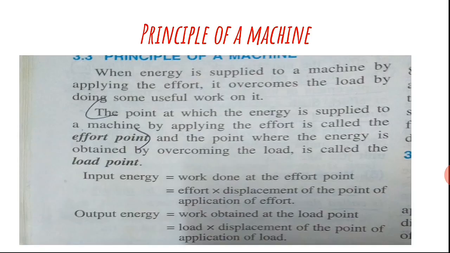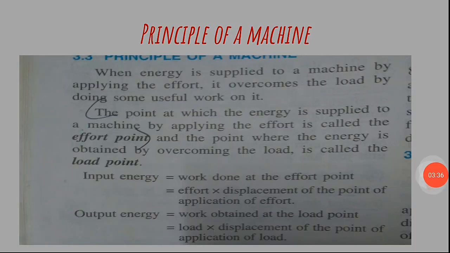Principle of a machine: when energy is supplied to a machine by applying the effort, it overcomes the load by doing some useful work on it. The point at which the energy is supplied to a machine by applying the effort is called the effort point, and the point where the energy is obtained by overcoming the load is called the load point. Then input energy is equal to work done at the effort point, which is equal to effort times displacement of the point of application of effort. Likewise, output energy also. Then we have the ideal machine.